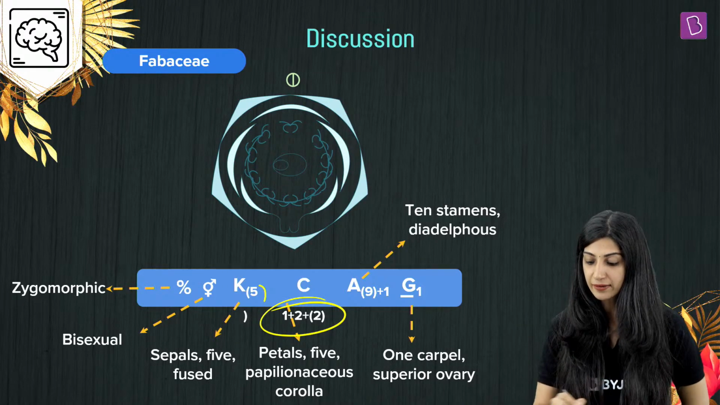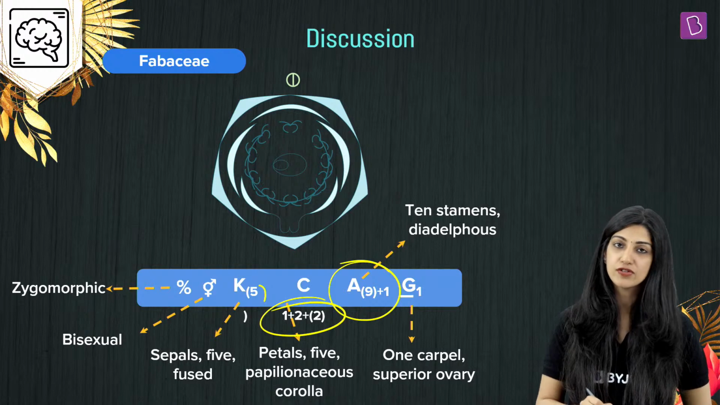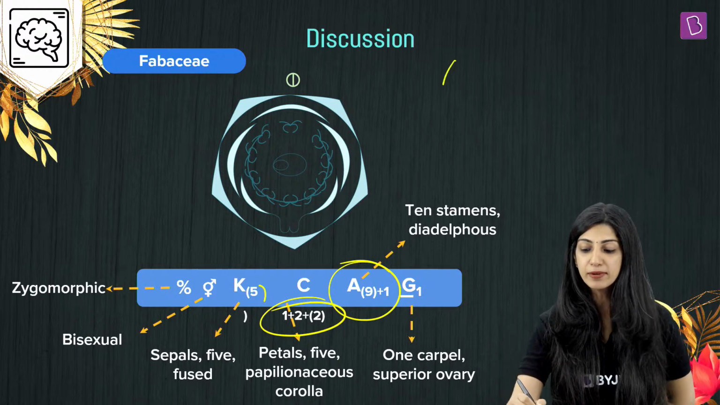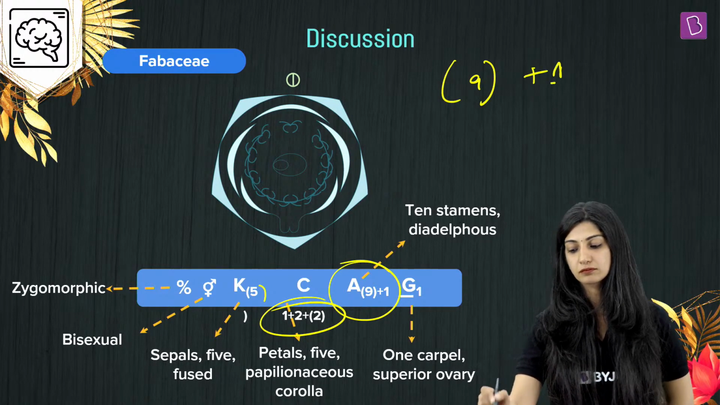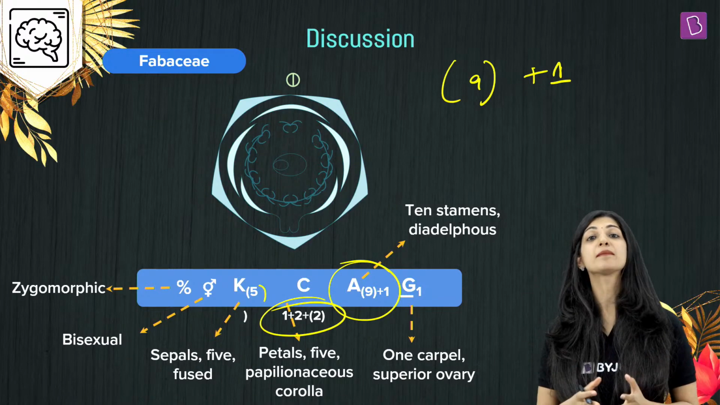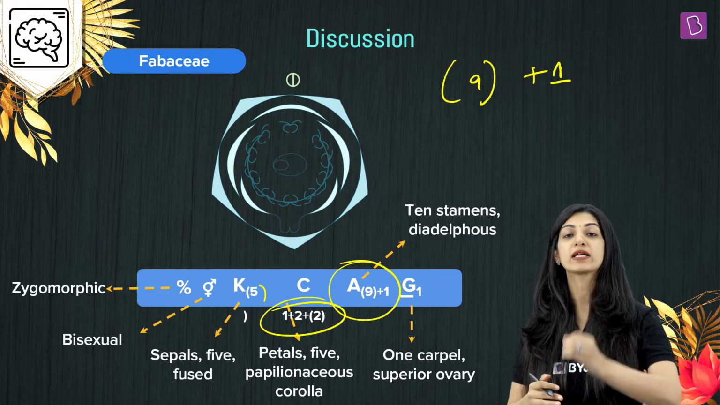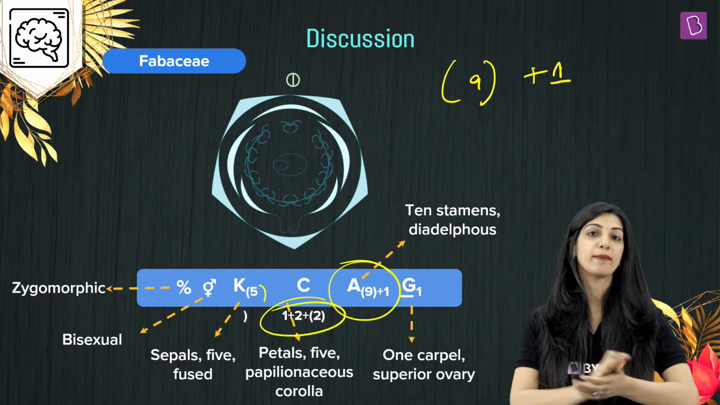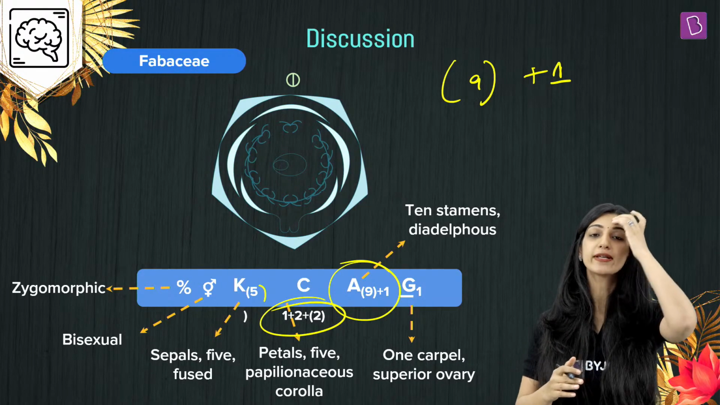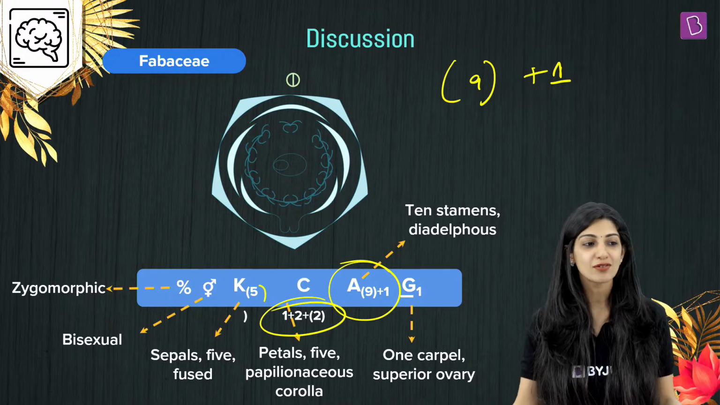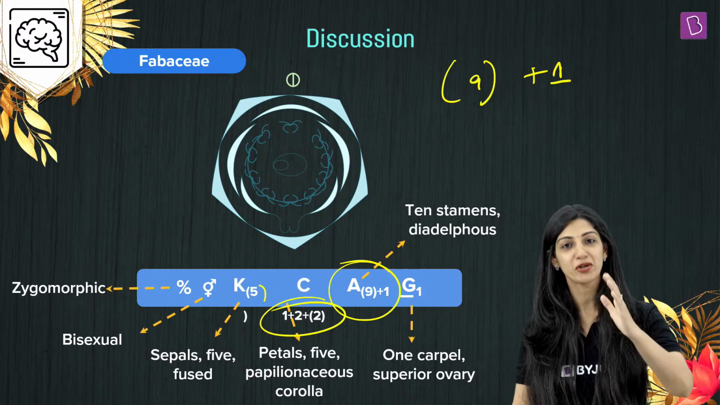Who has noticed that? Diadelphous condition, 9+1 condition. When I gave my exam, this was a super important question too: 9+1 condition is a feature of which family? I remember my teacher telling me, which was long ago, not very long ago, but long ago.